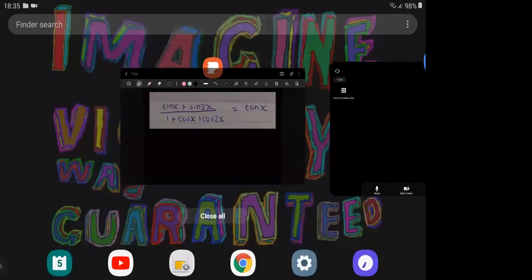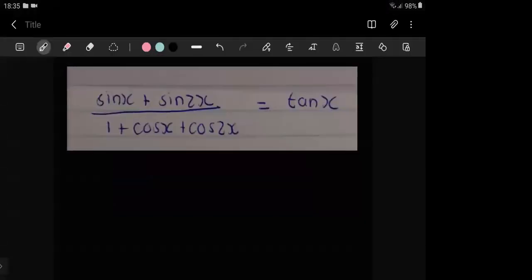Ritual for whenever we're working on a question. So it says here: sine x plus sine 2x, the whole thing over 1 plus cos x plus cos 2x, is equal to tan x.